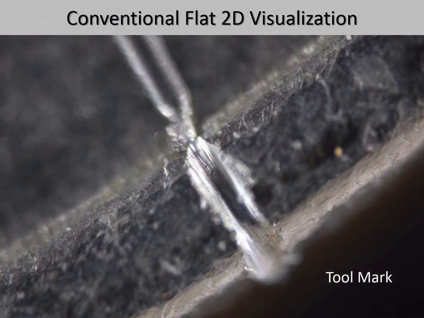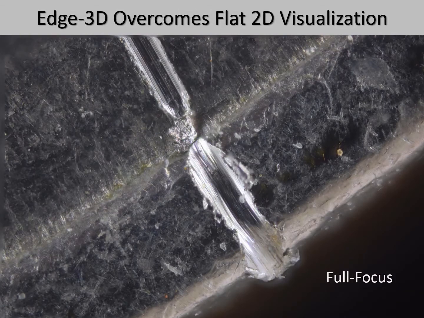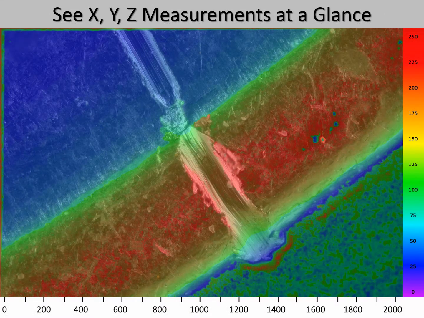Here is a 2D image of a tool marking on a piece of metal, and as you can see, only a small portion is in focus. And now with the 3D microscope, the entire tool marking can be seen in focus. This tool marking can be easily quantified by employing the Edge 3D measurement system.